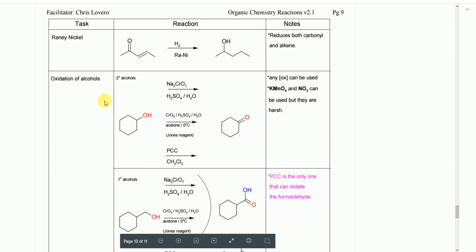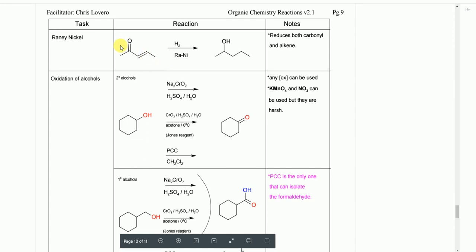Now let's look at some other things. So we have now something called Raney nickel. So before we had all those H2 Pd or Pt or nickel reactions, but here now we're going to have something H2, Raney nickel.